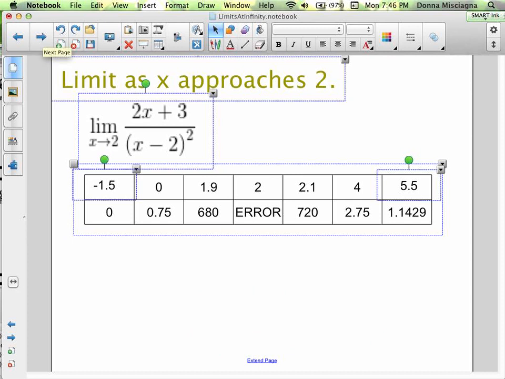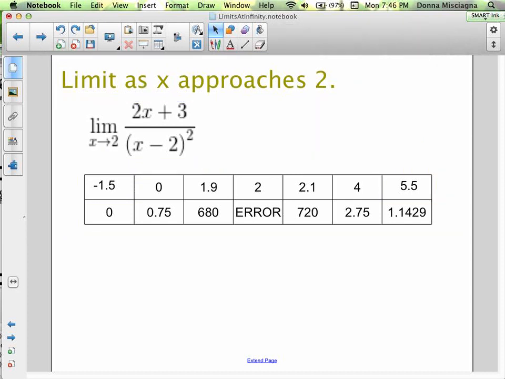Let's look a little bit at a problem like this. So here, what's happening as x approaches 2? What's the limit of 2x plus 3 divided by (x minus 2) squared as x approaches 2? What do we see from our table? Now, if you just took the average of the limit as x approaches 1.9 and the limit as x approaches 2.1 and thought it was the average of those two, you would be very, very wrong.